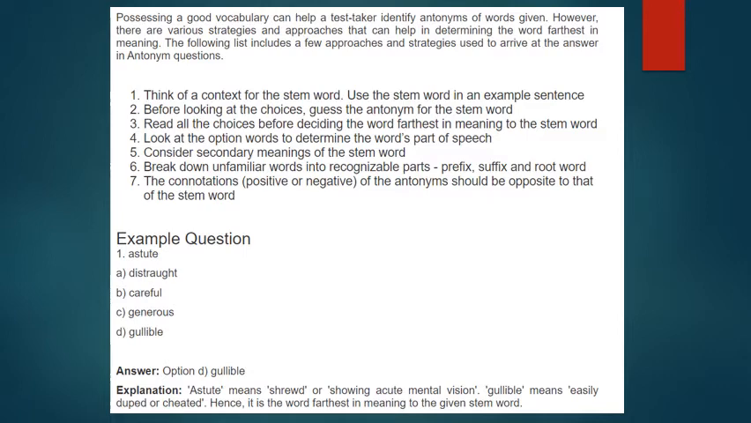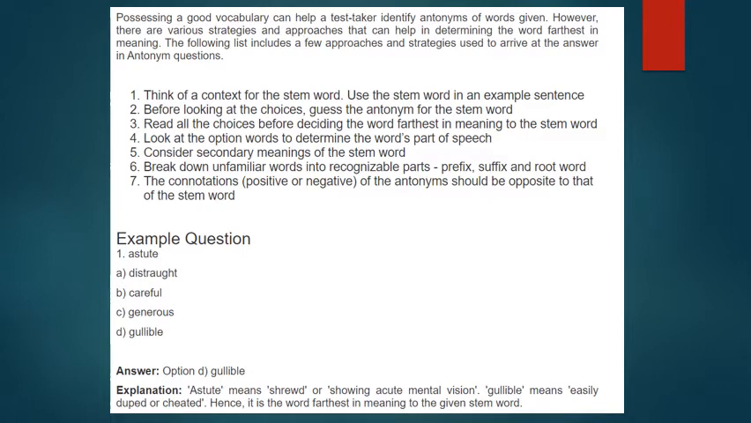Look at the option words to determine the word's part of speech. If it's an adjective, try to look for an adjective. If it's a verb, try to look for a verb. So find out which part of speech the word belongs to, whether it's an adjective or a verb. Once you know which part of speech it belongs to, it becomes easier for you to find out the right option.